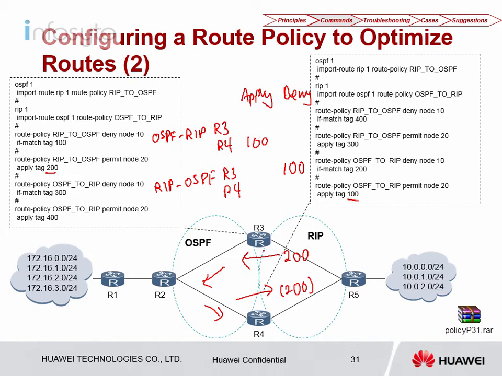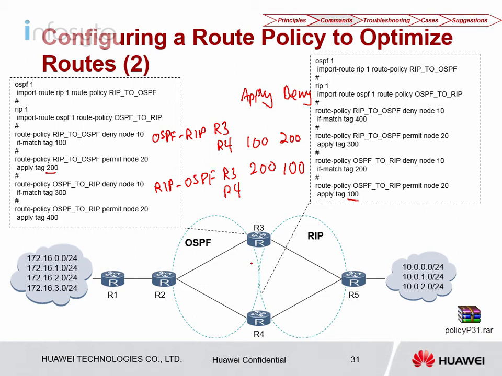So first is RIP to OSPF on R3. I'm going to apply, and there's the apply here. And when the OSPF goes back into RIP on R4, I'm going to deny. Okay, that is on the tag of 200. All right, so that is only for the RIP into OSPF direction. Okay, and what happens on the other way?